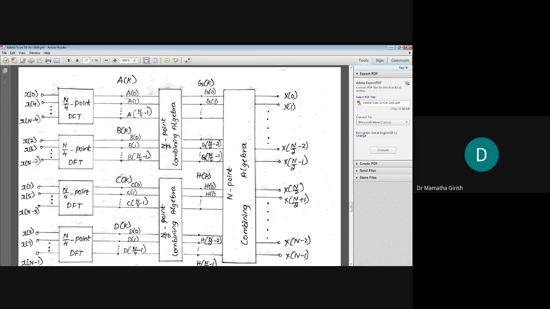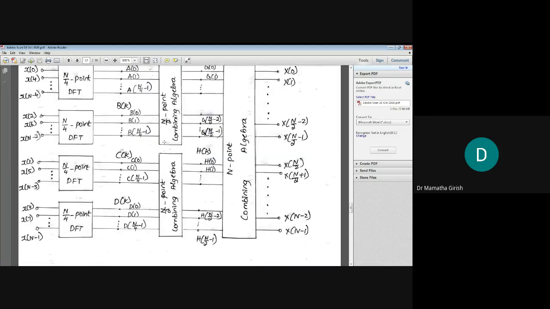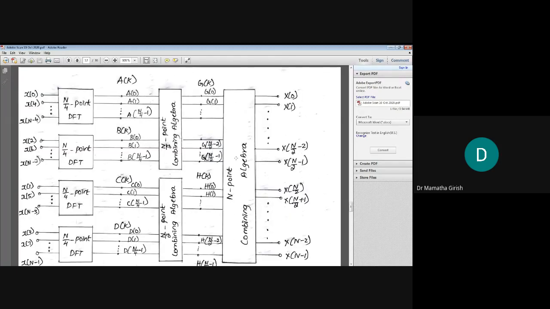To combine A and B to get what? G of k, I'm using one N by 2 point combining algebra. To combine C and D to get H of k, I'm using one more N by 2 point combining algebra. But what am I interested in? X of k. What is X of k in terms of G and H? To combine G of k with H of k with its middle factor, I use one more N point combining algebra. This is how we do it.